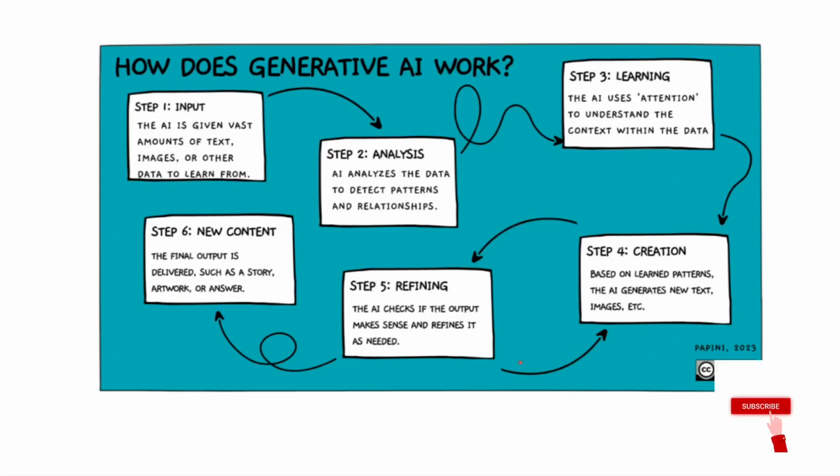So there are different kinds of approaches which anyone can go with, but to put it simply, this is how it works. First is input. The AI is given a vast amount of text or image data, whatever data we are trying to create a model on. Then it will analyze the data and detect the patterns and relationships between words or images or vectors, maybe you can say. Then learning happens, in which the AI uses self attention, or we can give some attention to some words, and once attention has been given, the learning step is done, then the creation will start.